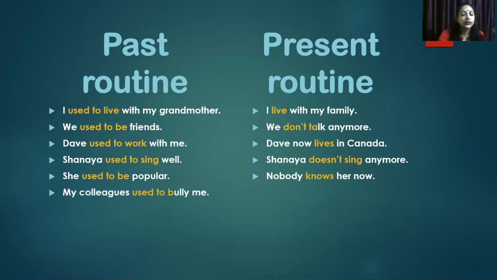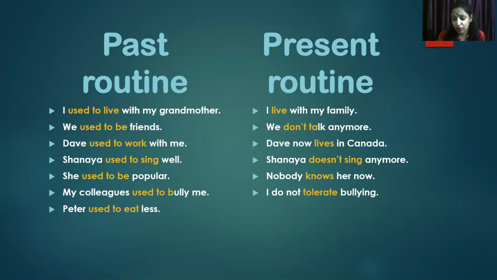Or my colleagues used to bully me. Believe me, it did happen with me. So my colleagues used to bully me, but now they really cannot mess with me. So now I don't tolerate bullying. So maybe I used to be timid earlier and I used to tolerate it, not anymore. And trust me, you shouldn't as well. Peter used to eat less. Possibly there was some problem. He never liked the taste or whatever, or maybe he was suffering from some illness. But now Peter looks fabulous and now he eats a balanced diet. You look at him, his body is fabulous.